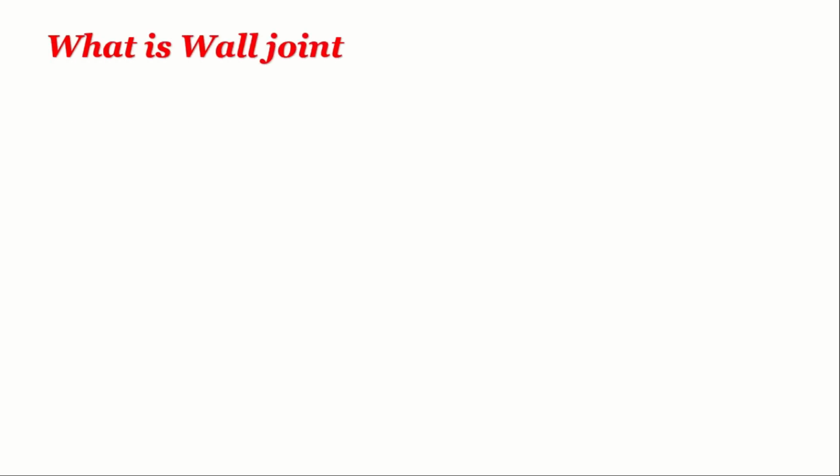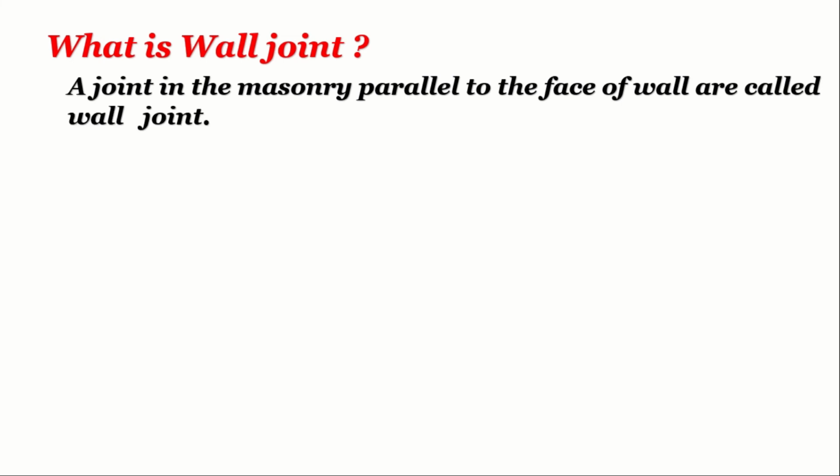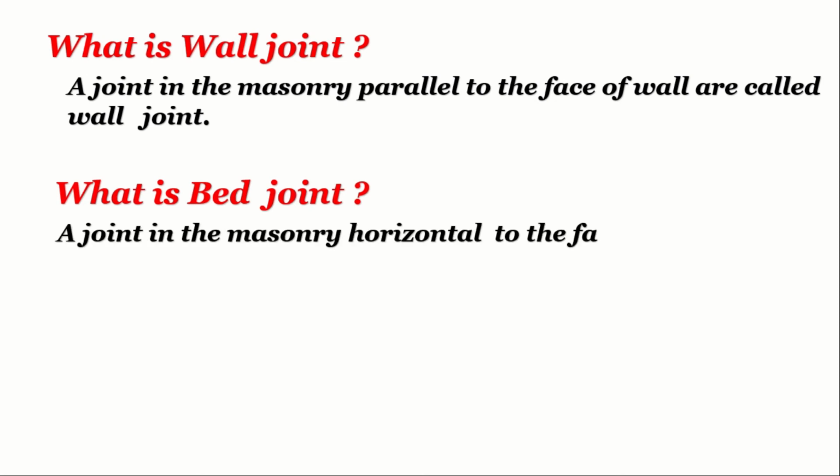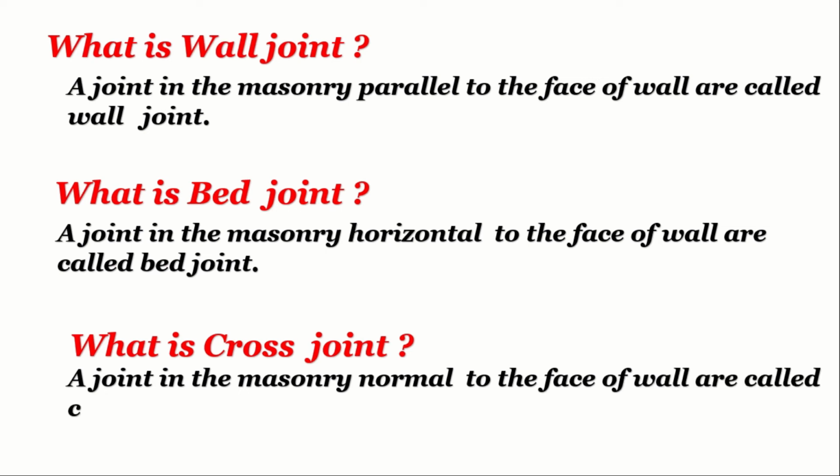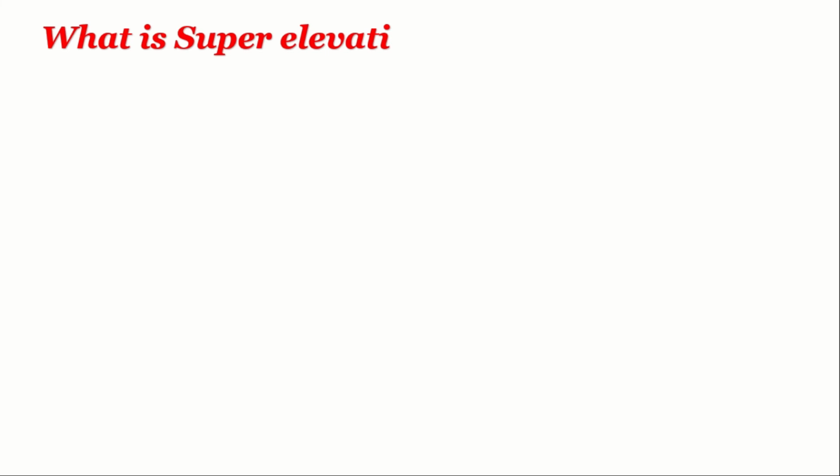What is wall joint? A joint in the masonry parallel to the face of wall is called wall joint. What is bed joint? A joint in the masonry horizontal to the face of wall is called bed joint. What is cross joint? A joint in the masonry normal to the face of wall is called cross joint.